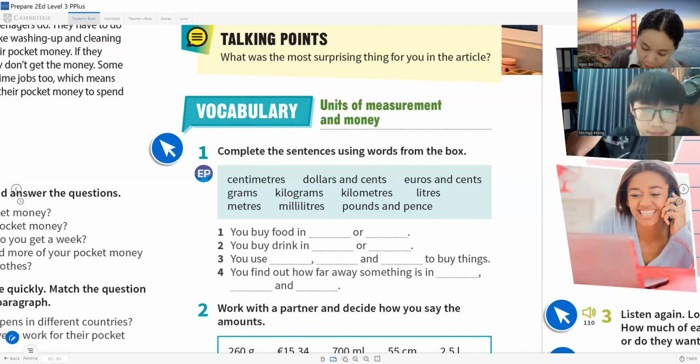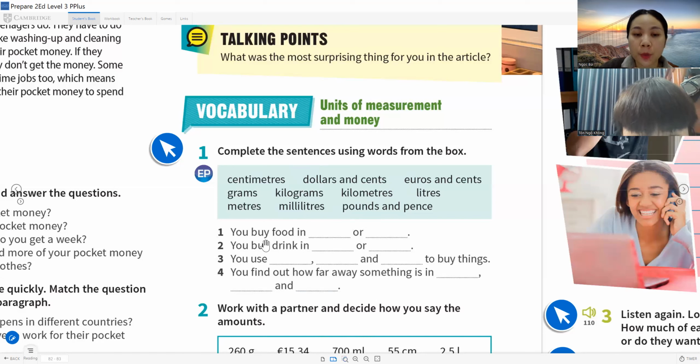Okay, I'm back. The next word we have is milliliters. Pounds and pence, which are British pounds and pence. So you will complete the sentences using words from the box. You buy food in dollars and cents, euros and cents, pounds and pence. You buy food in grams, kilograms.